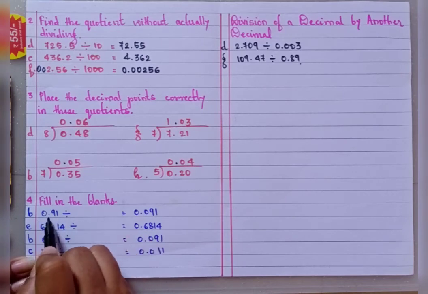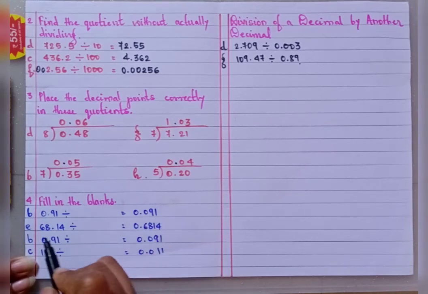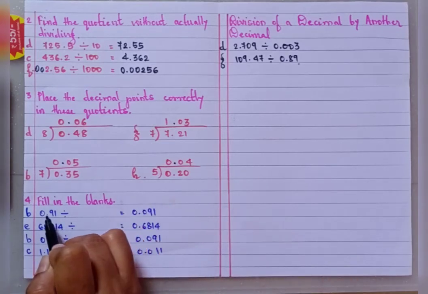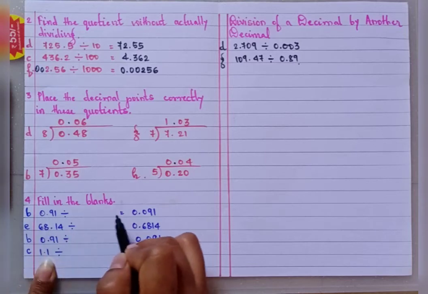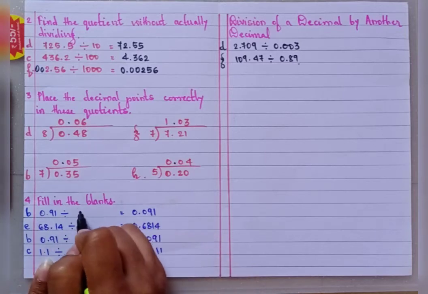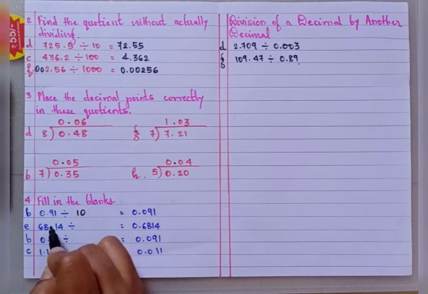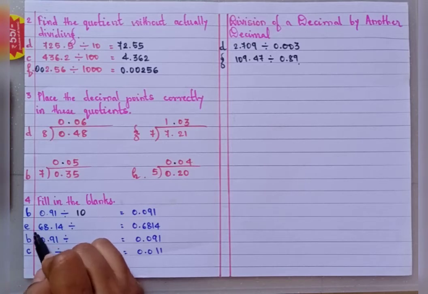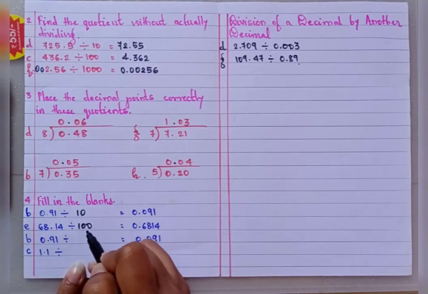Okay, so when 0.91 is divided, we will get the answer 0.091. So if you see the decimal point, this decimal point is shifted to the left side by 1 place. So it has become 0.091. So we have to divide this by 10. Similarly, if you see the answer, it has become 0.6814. This decimal point is shifted to this side by 2 places, isn't it? To the left side by 2 places. Therefore, we have to divide them by 100. 2 places shifted, so on 10 there should be 2 zeros.